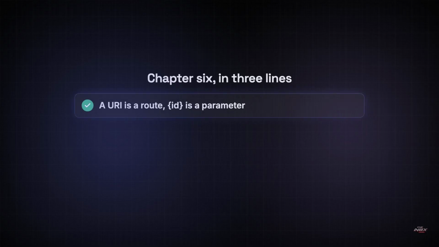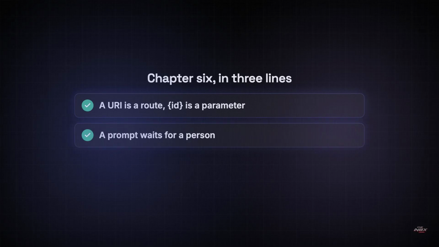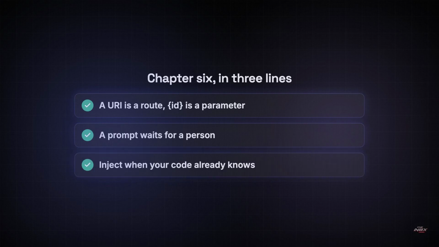3 lines. A resource is addressed by a URI, and a brace segment becomes a parameter. A prompt returns messages and waits for a person. And injecting a resource beats a tool call whenever your code already knows what's needed.